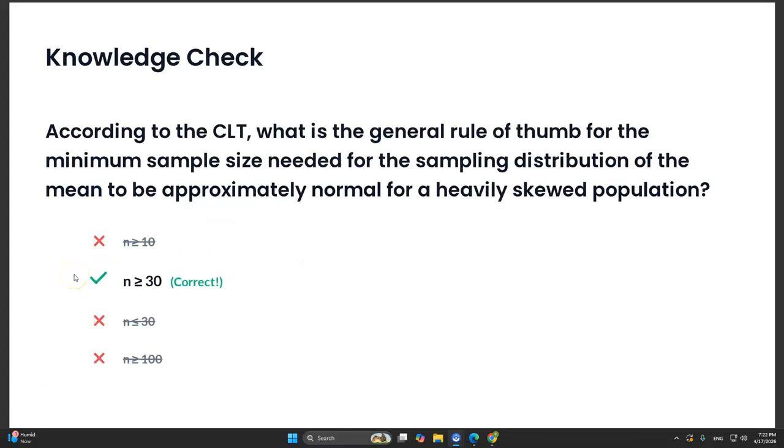And lastly, we have a knowledge check. So this is a question. According to the CLT, central limit theorem, what is the general rule of thumb for the minimum sample size we need for the sampling distribution of the mean to be approximately normal for a heavily skewed population? The correct one is n greater than or equal to 30.